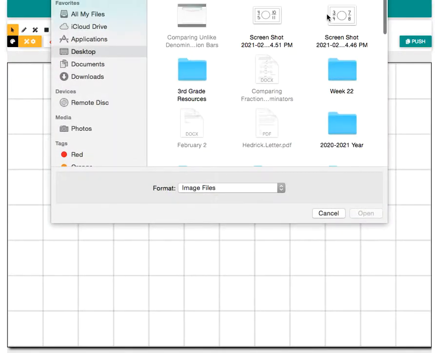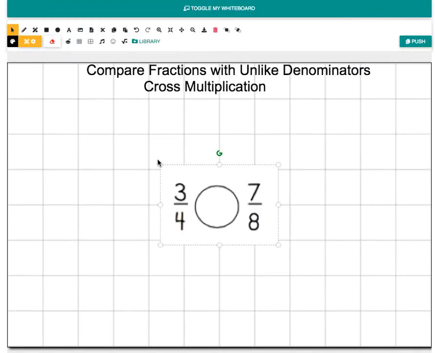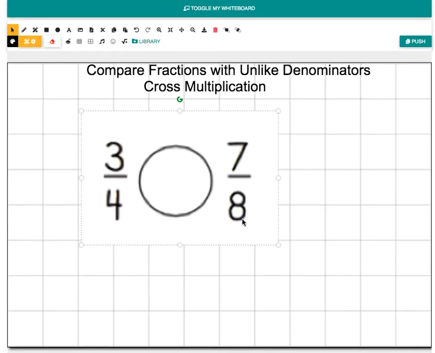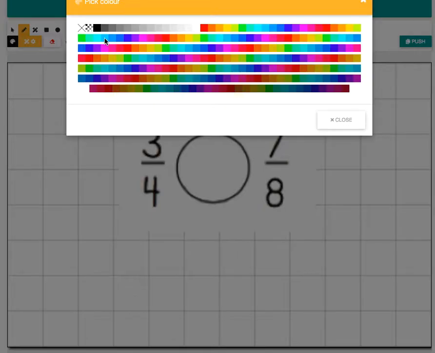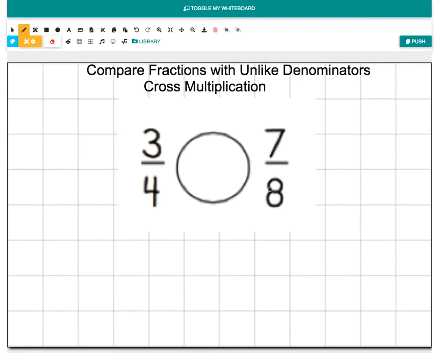So let me pull up an example. Right here we have 3/4, and this circle just means we're going to put a comparing sign, less than, greater than, or equal to 7/8. So I'm going to use a couple different colors here. When we do cross multiplication, it's just what it says. We're going to go across and multiply. So we're going to do 3 times 8 over here.